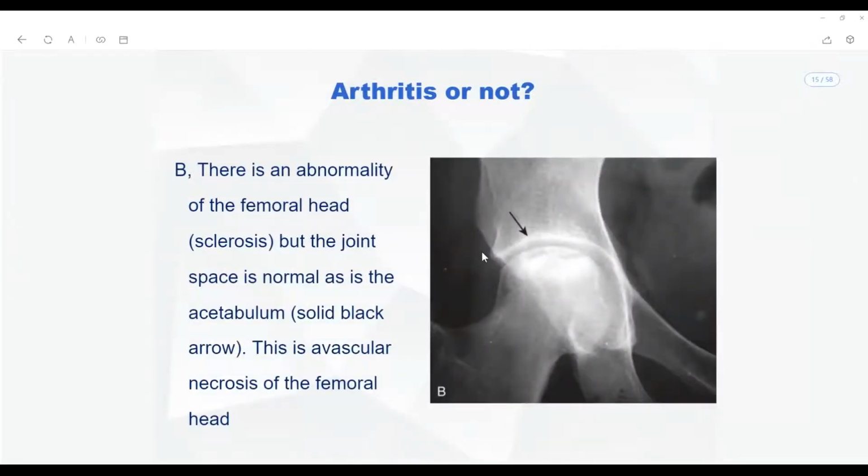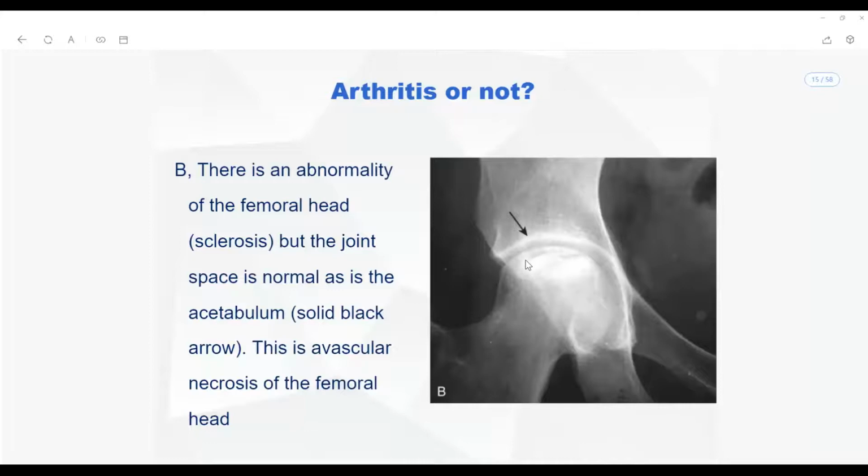Right. Now, how about this condition? Well, we can see that there is an abnormality of the femoral head. We can see that there is an increased density, but however, you can see that the joint space is completely normal, right? And you can also see that there is a heterogeneous density along with certain areas of osteosclerotic changes happening along the femoral head. And there is no reduction in the joint space, which means to say the joint space is completely normal. Heterogeneous density is seen along the femoral head.